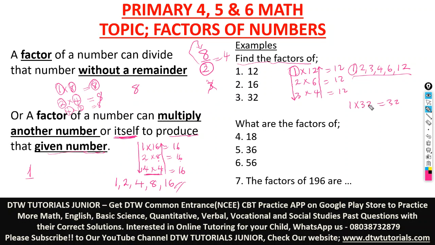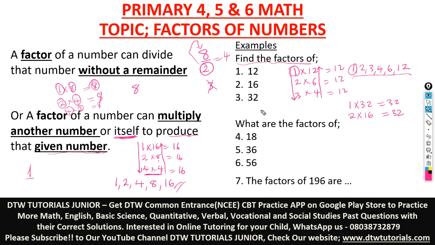Now, 2 times what will give us 32? It is 2 times 16. When you divide 32 by 2, you get 16. So 2 times 16 will give us 32. Let's look at the 3 times table. Can 3 times anything give us 32? Can we divide 32 by 3 without a remainder? No, we can't. There will always be a remainder.